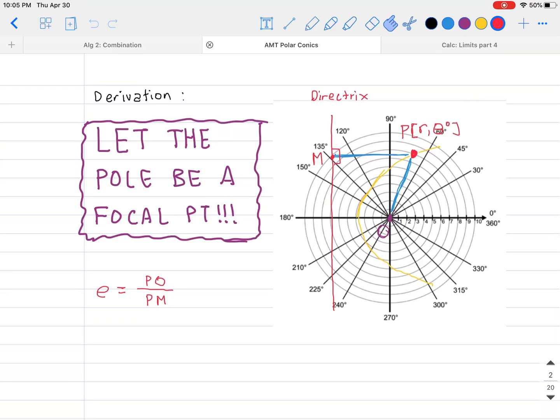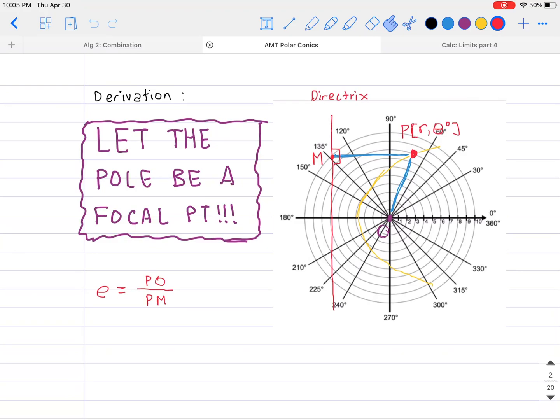You can see on the graph that you now have the pole, denoted as point O. P is a point on the conic. And remember, this conic is just a general shape. It's not necessarily a parabola. It could be an ellipse, a hyperbola, or whatever it is.